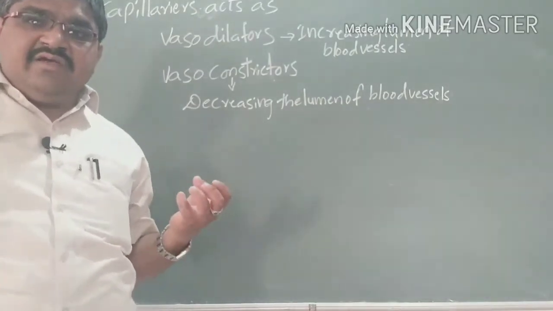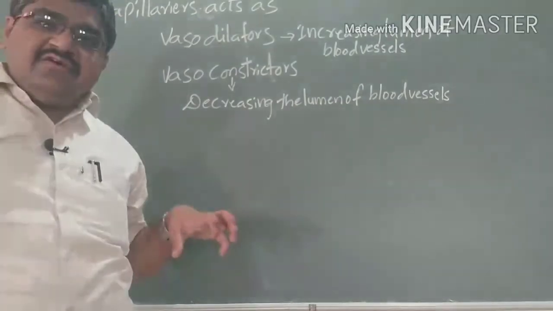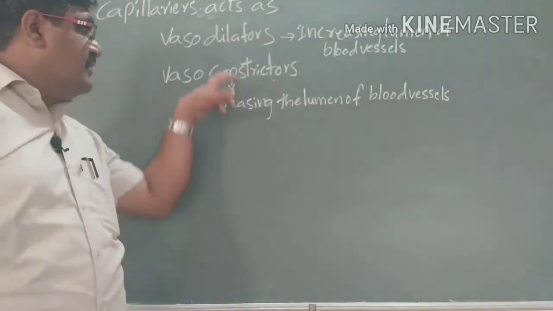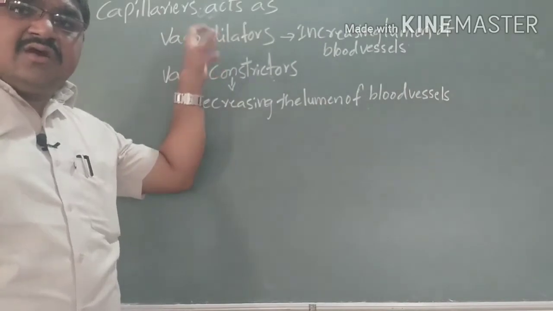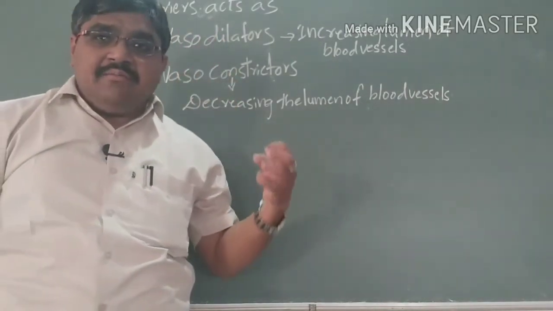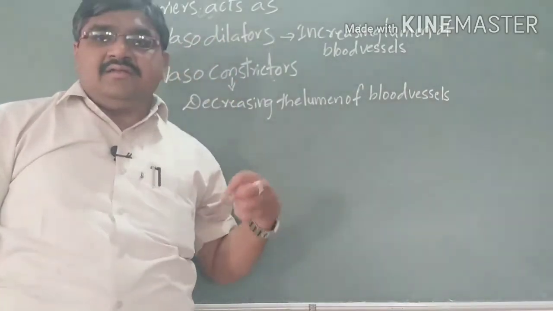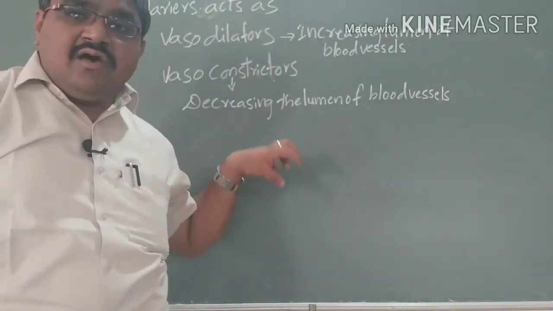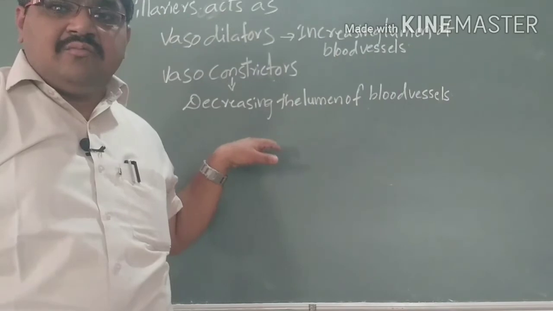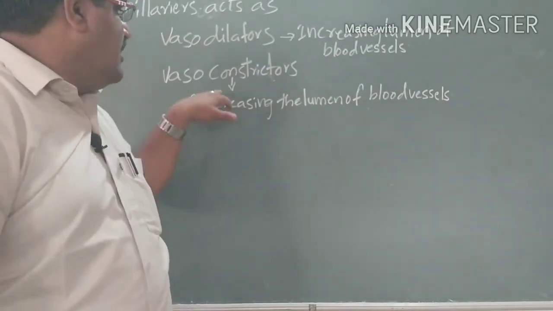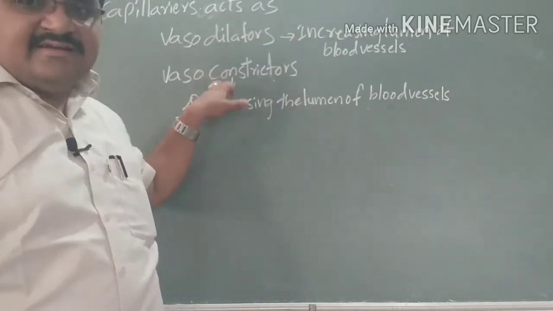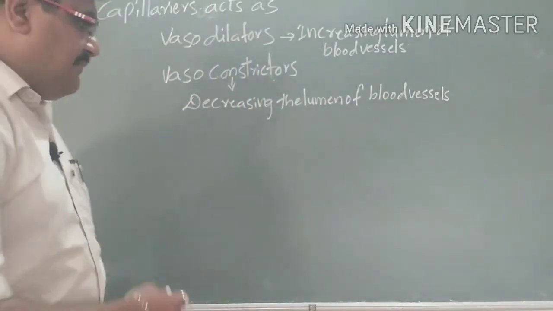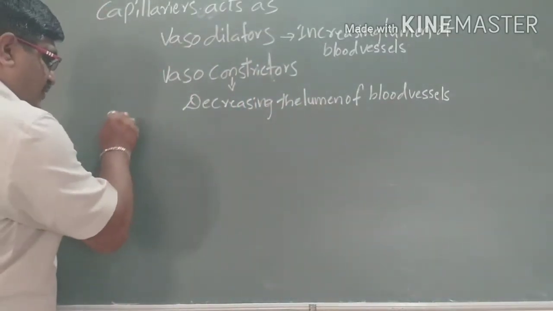Why? Because here the lumen of the blood vessels increases. Due to this increase in the blood vessels, we call them vasodilators. When you come to a cool place, it becomes brick red. That means the lumen of the blood vessels decreases, and this decreasing of the lumen of blood vessels we call vasoconstriction.